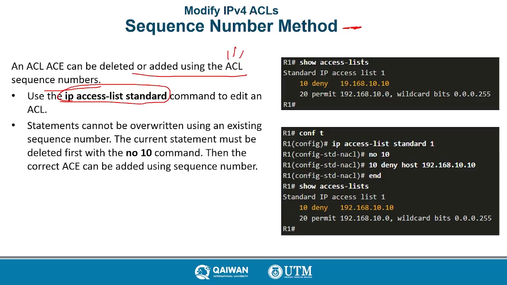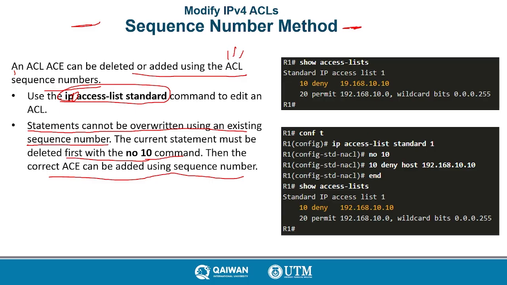So I will say show access list. And now the standard IP access list is 110 deny 192.168.10.10, and it will give me this message: the statement cannot be overwritten using an existing sequence number. The current statement must be deleted first with the no 10 command, and then the correct ACE can be added using the sequence number.